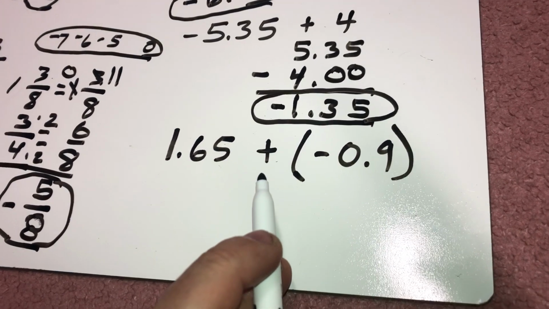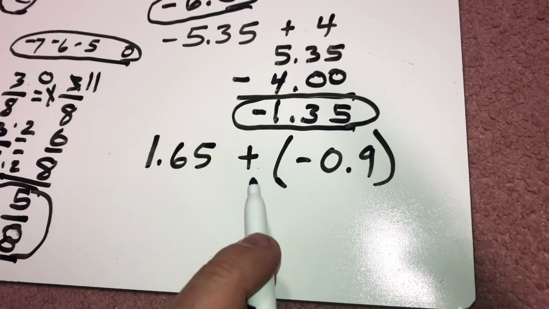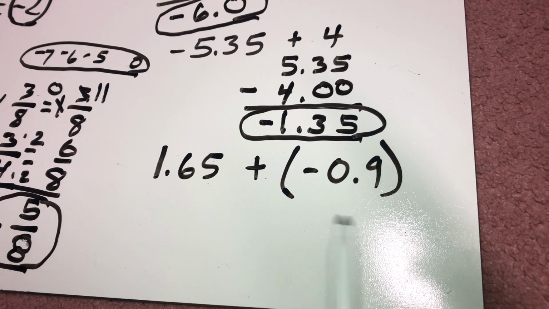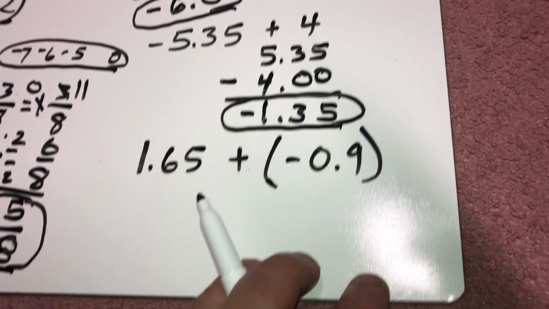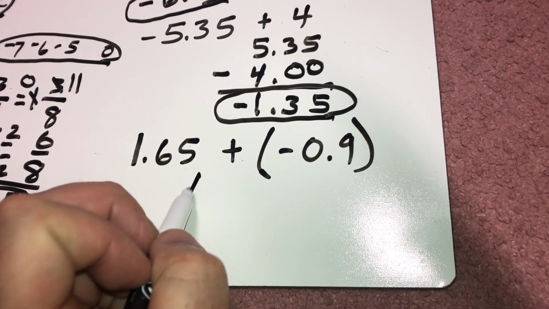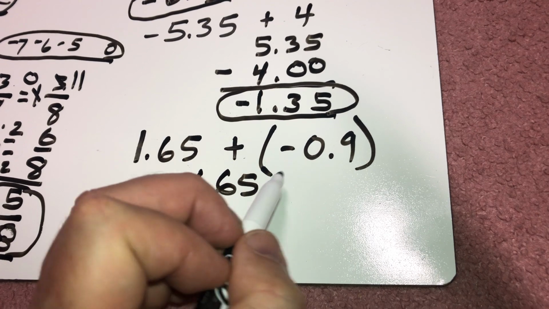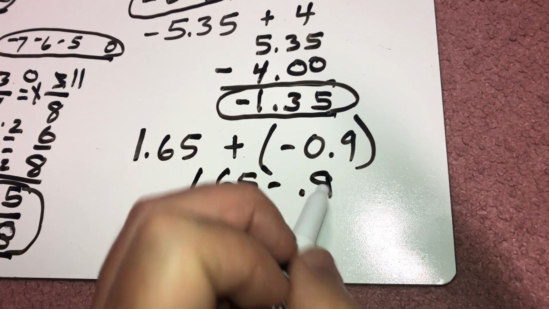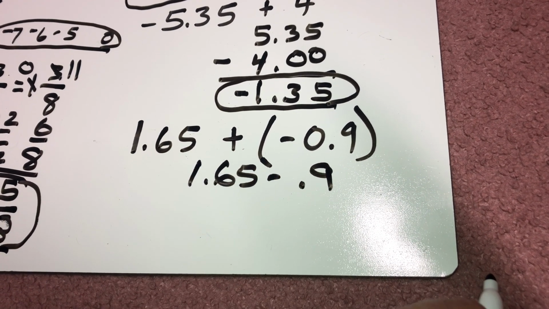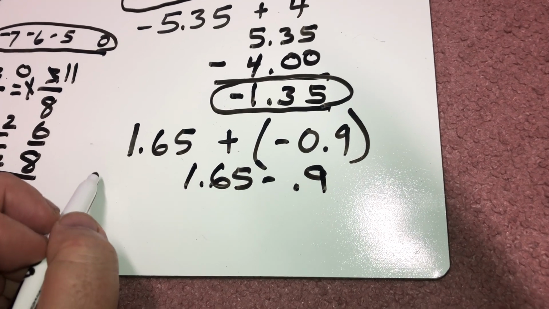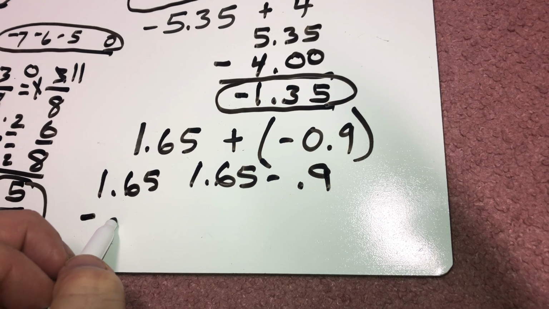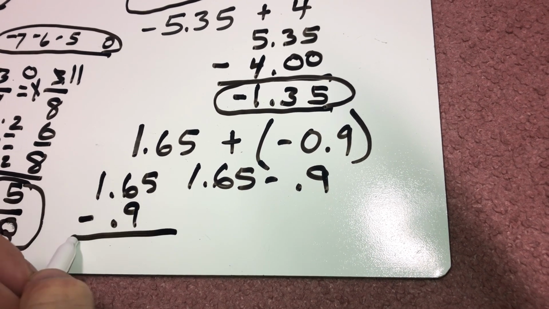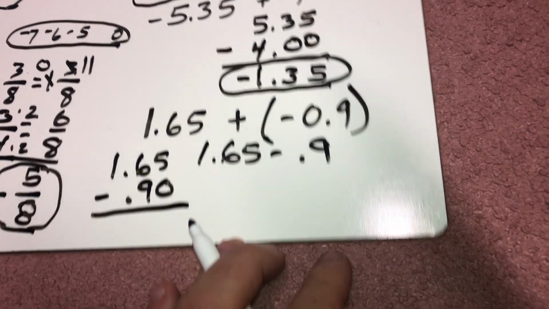1 and 65 hundredths plus a negative 9/10. Now remember, when I add a negative, it's just like I'm subtracting. So it's really 1 and 65 hundredths minus 9/10. So if I come over here, 1 and 65 hundredths minus 9/10. I can put a 0 there if I want to.